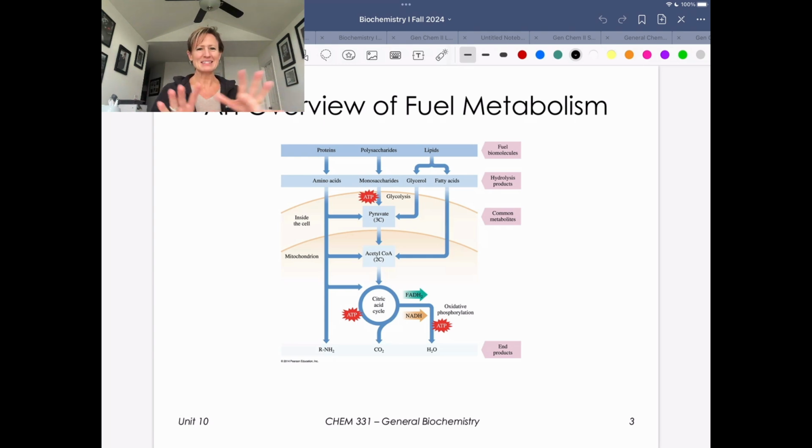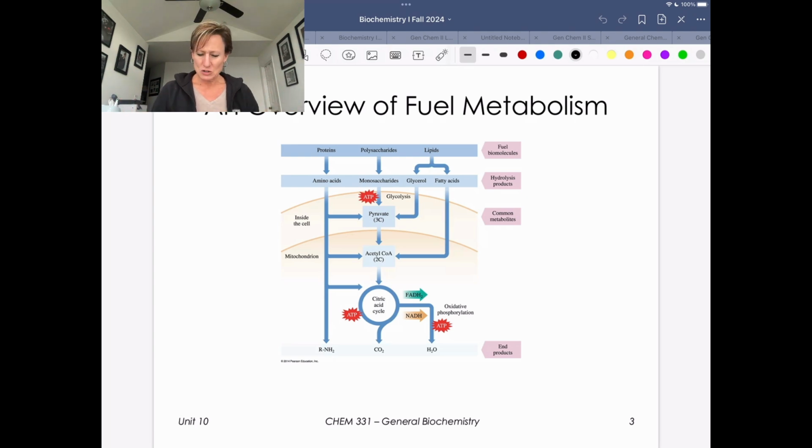And then highlighting that this is really going to be very carbohydrate focused, very glucose focused for how we will learn metabolism. The same will be true next semester. And then we will map on and understand the similarities and differences for other fuels.